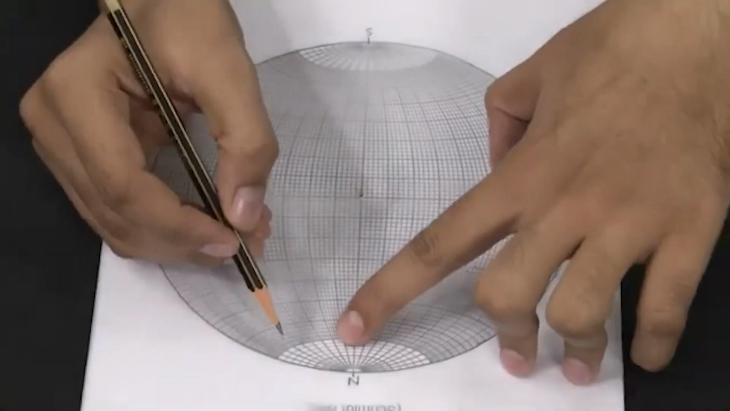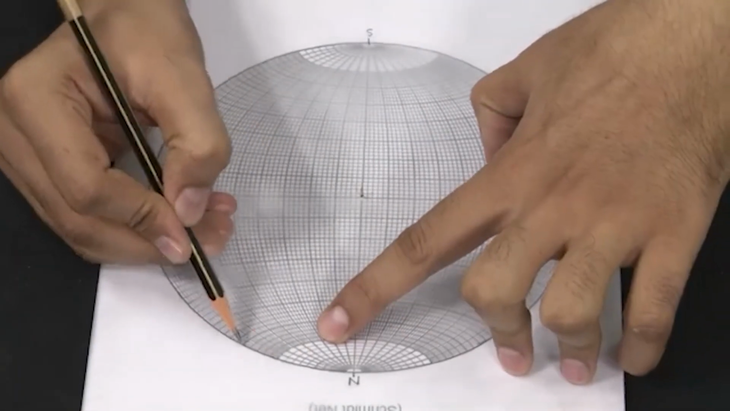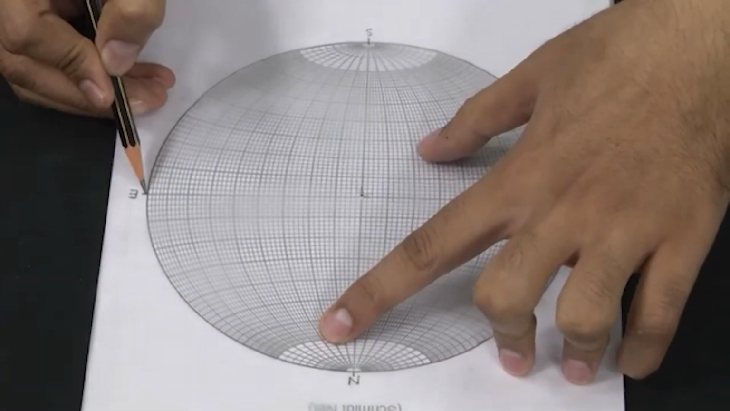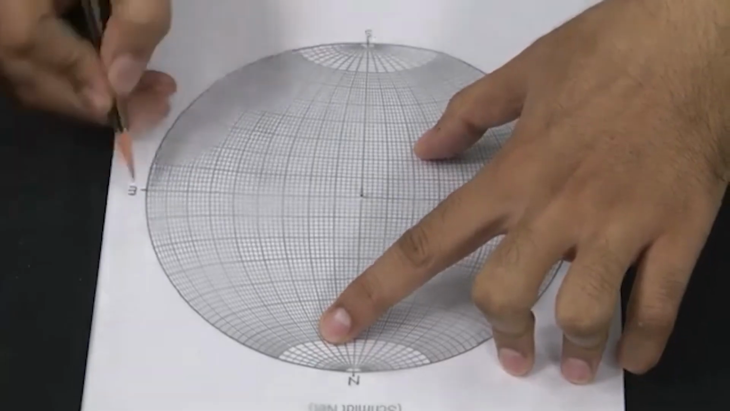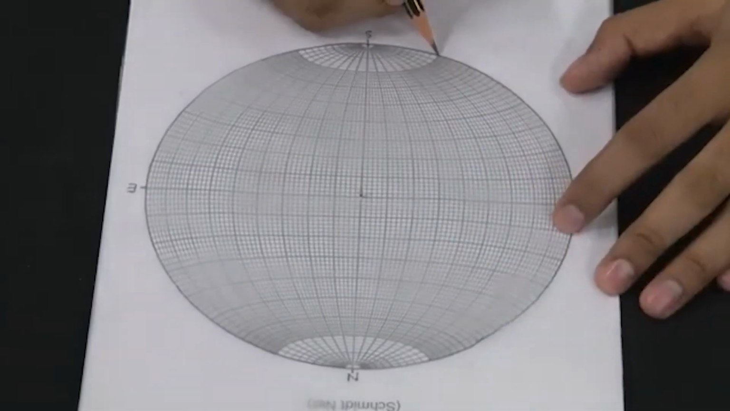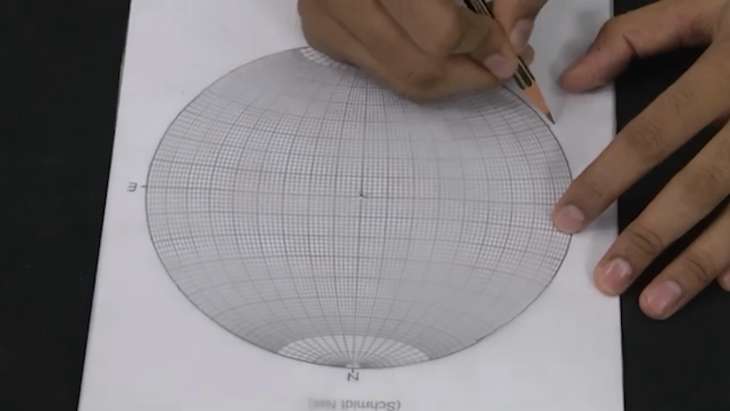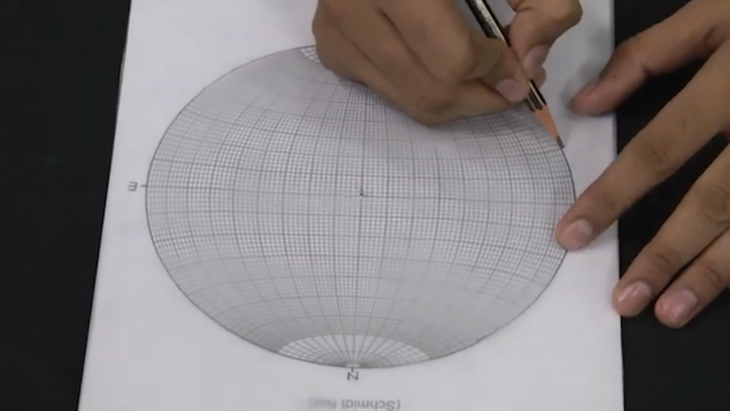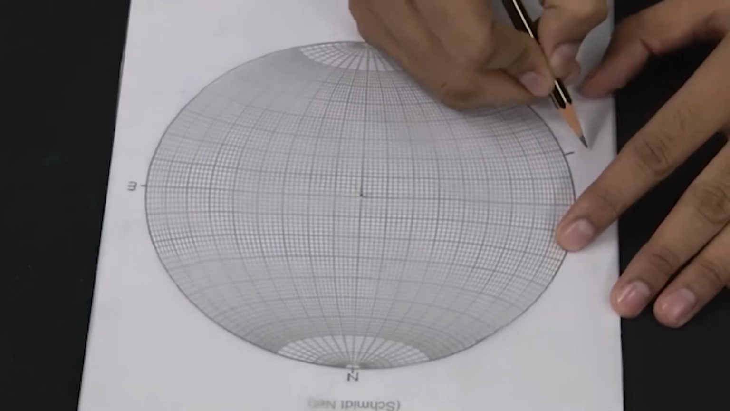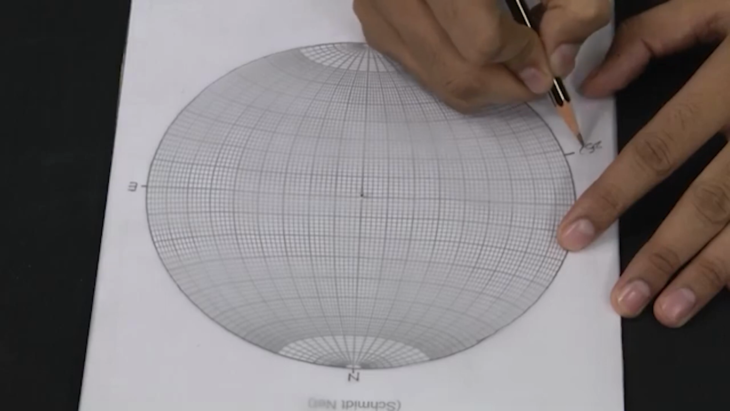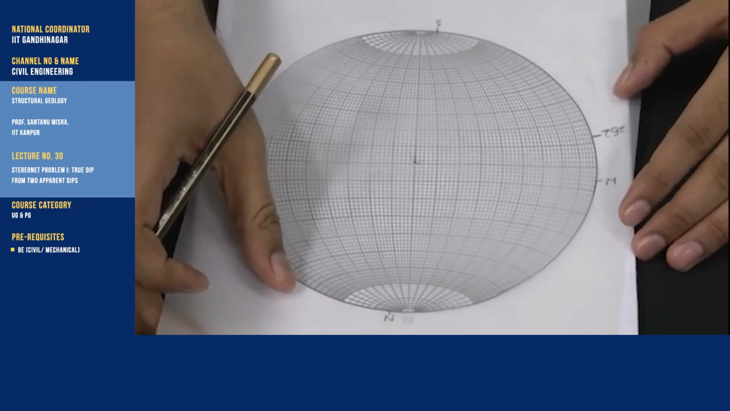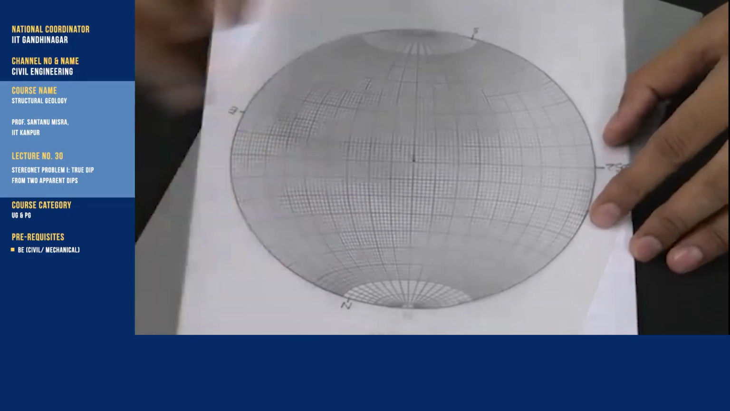So, this is 10, 20, 30, 40, 50, 60, 70, 80, 90. This is 90, this is 180, then 190, 200, 210, 220, 230, 240, 250, and the trend is 252. So, we will mark the trend as 252, and now we will rotate this trend to the east west line and count the plunge.